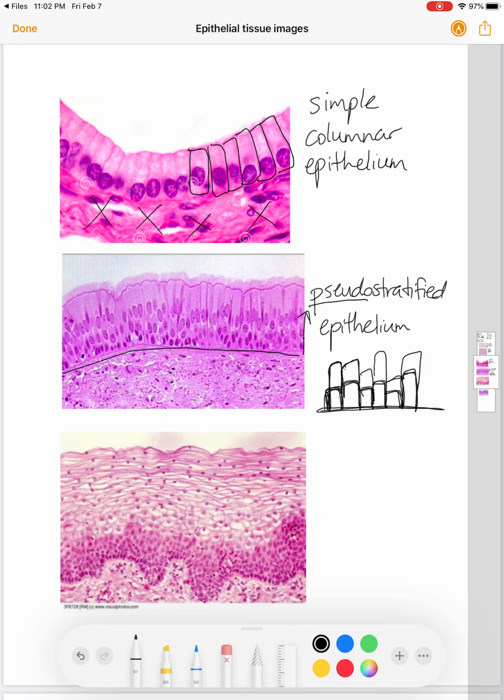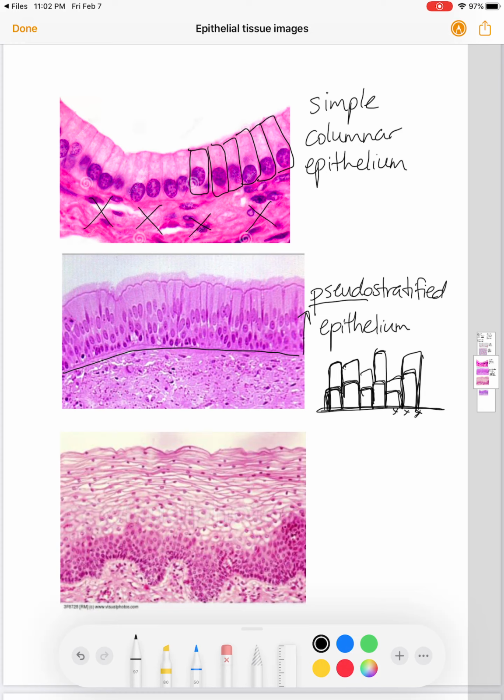All right? So again, it looks kind of like it's stratified, but it's really not. All of these cells are touching this basement membrane, which makes it a simple epithelium. You just have some cells that are shorter than others, and so it kind of makes it look like they're stacked on top of one another.